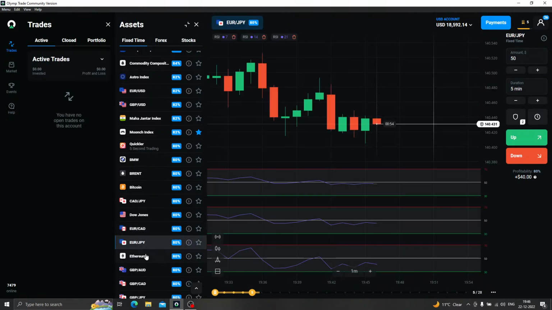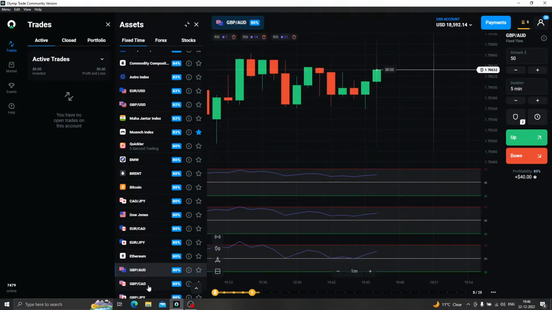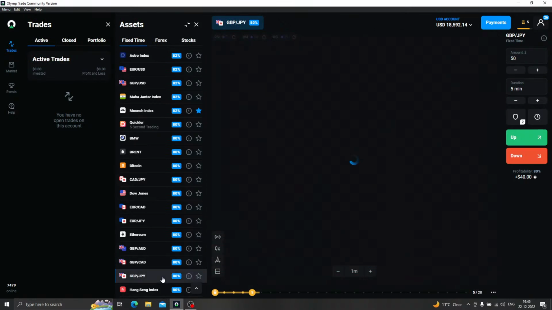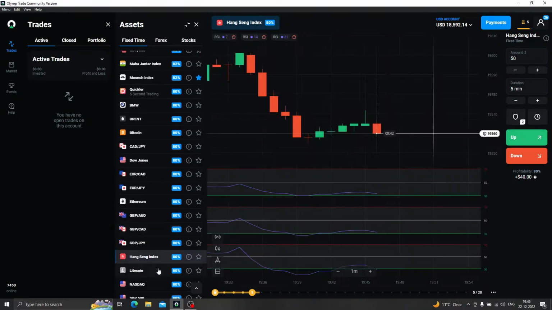Guys, you should patiently wait for the entry, and wherever you feel that the strategy is suggesting a good reasonable entry, at that point only you should make the trade.